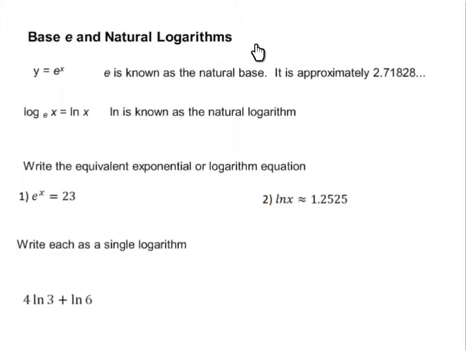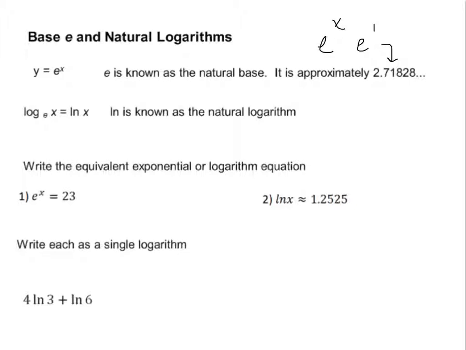So base e would be like y equals e to the x. E is known as the natural base. It's approximately 2.71828. You can find this e in your calculator. It's normally an e to the x button. So if you type in e to the first power, you will get that value.